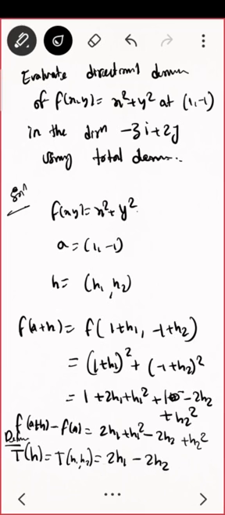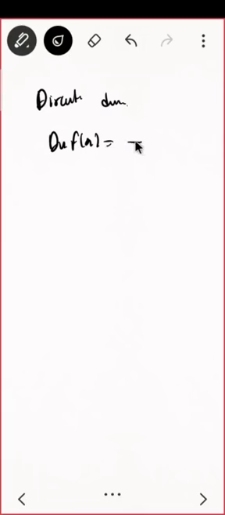The next part I leave as an exercise: verify that this is your total derivative. Okay, suppose I am having the total derivative. So you know what the directional derivative is? As per the previous theorem, the directional derivative D_u f at e will be T of u.